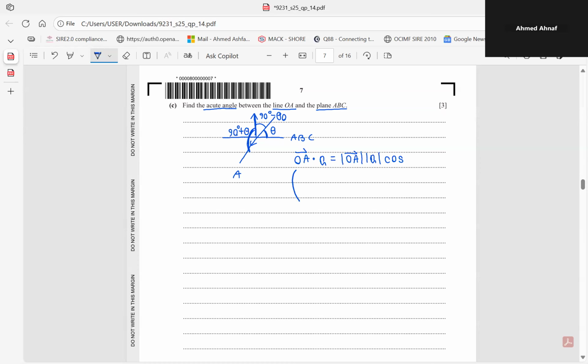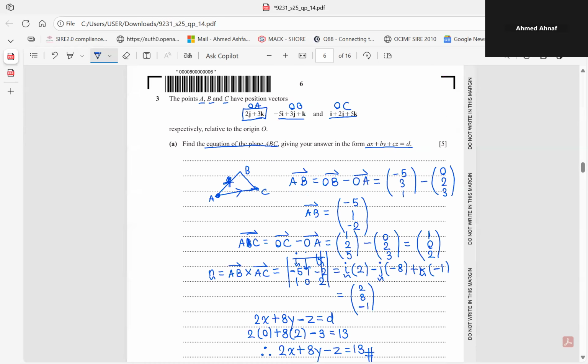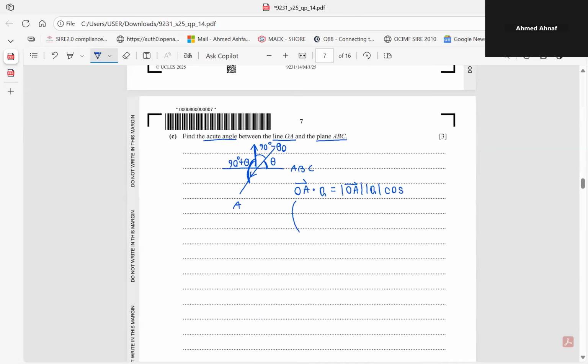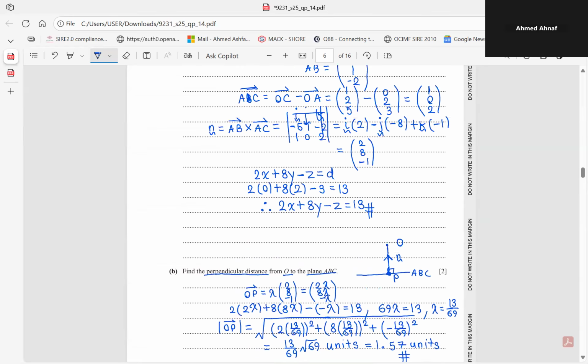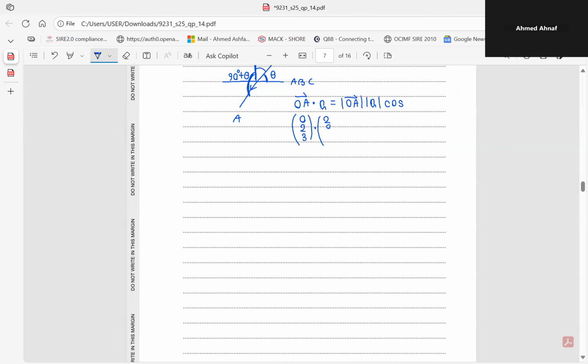Okay, so this is OA. OA is just 0, 2, 3, and then n is just 2, 8, minus 1. The modulus of OA is 0 squared plus 2 squared plus 3 squared, square rooted. So that's 4 plus 9 square rooted, that's square root 13. And then the modulus of n is 2 squared plus 8 squared plus negative 1 squared, so that is 4 plus 64 plus 1. That is 69, so square root 69.